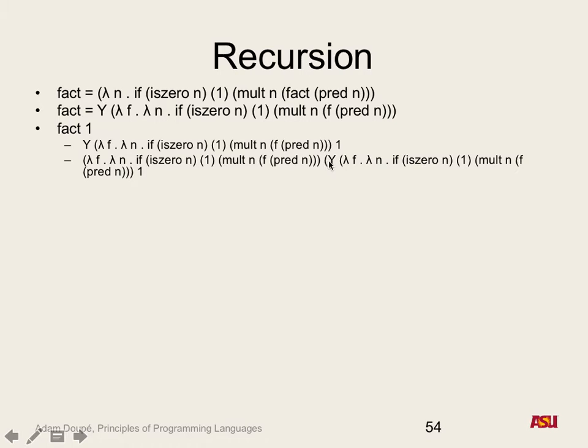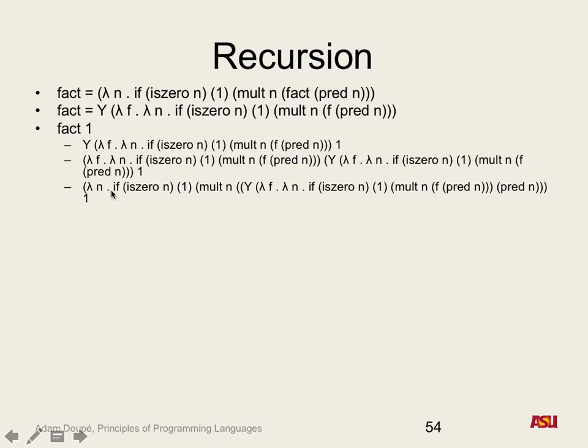So let's reduce this, substituting that in for f. We're going to have lambda n dot if is-zero n 1 multiply n, and this part in here is factorial of predecessor of n. But specifically, we're not using the name factorial. But it is the factorial function, exactly as we've defined it right here: Y lambda f dot lambda n dot if is-zero n 1 multiply n f predecessor of n. Now it's starting to get a little hairy, with lots of predecessors and n's and f's. But we can still walk through this very carefully and see exactly what's going to happen.